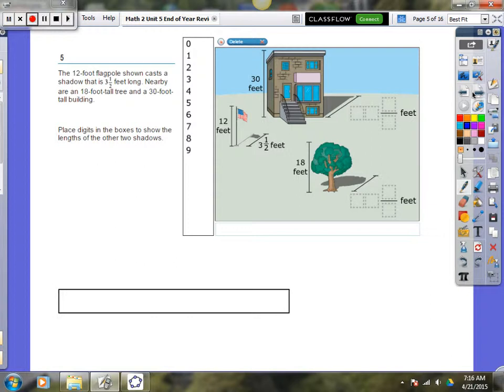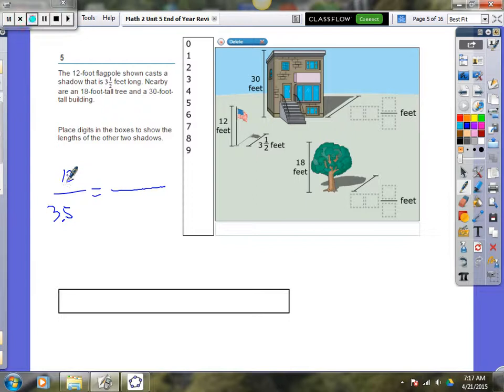Okay, number 5. I think this is more like 8th grade math, so we're just using proportions. We need to find the height of this building and the tree, using their shadows. So let's use the flagpole and its shadow. So 12 feet is to the shadow, 3.5.